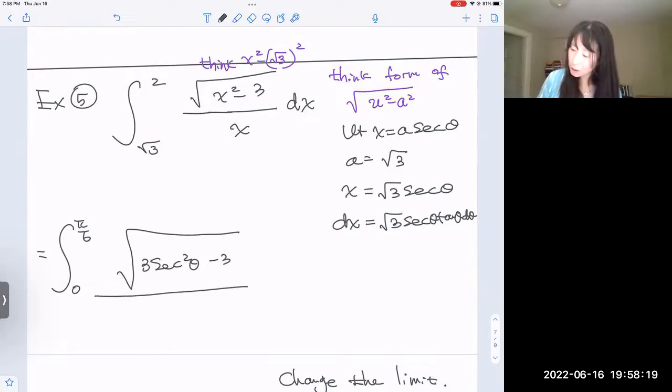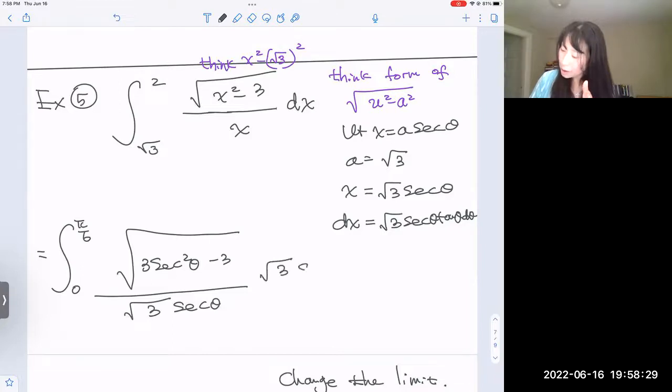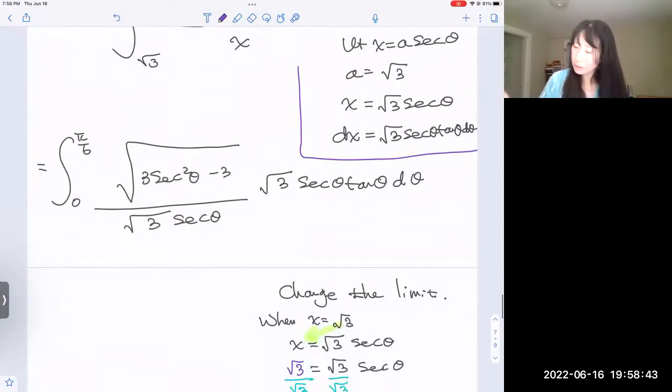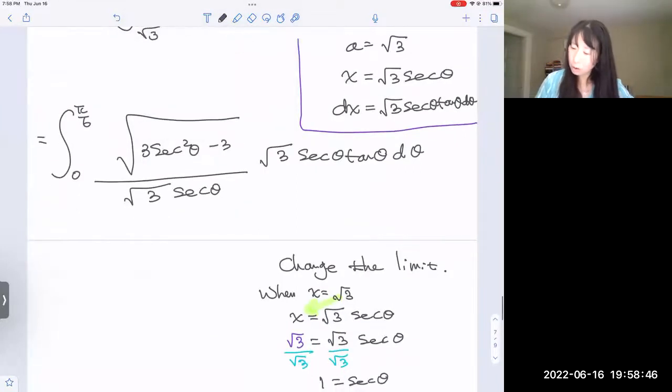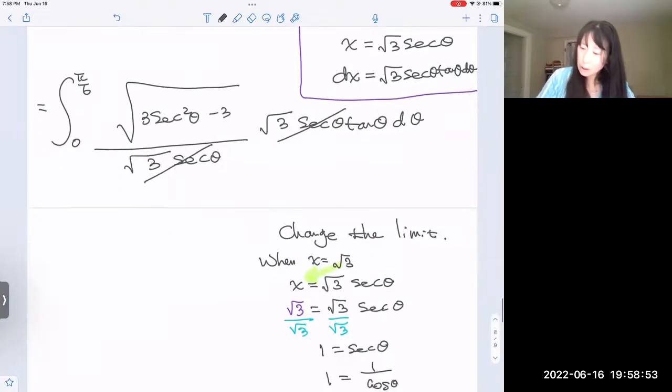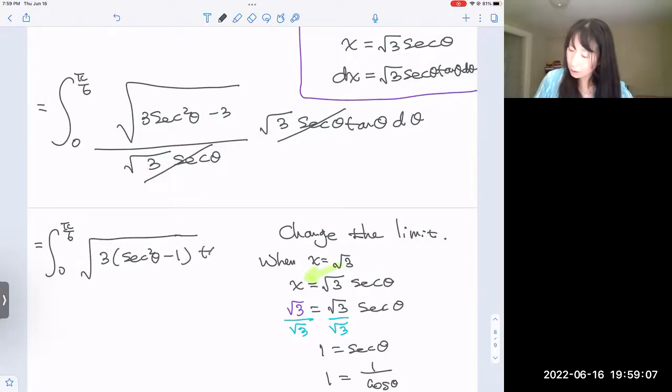Over x, which is square root 3 secant theta. And dx over d theta is square root of 3 secant theta tan theta d theta, right? Okay, now we can simplify. Inside, we factor out 3 secant square theta minus 1 and tan theta, right?